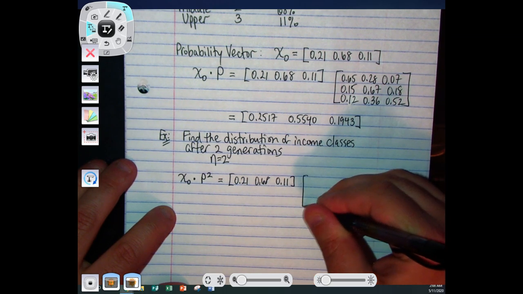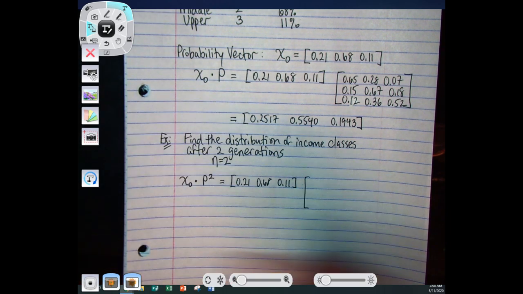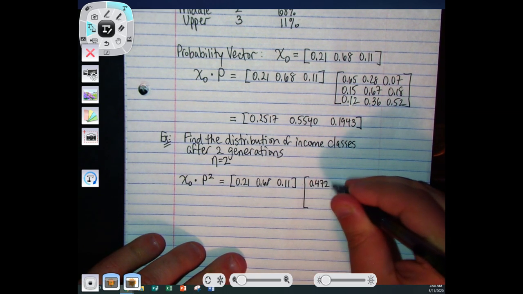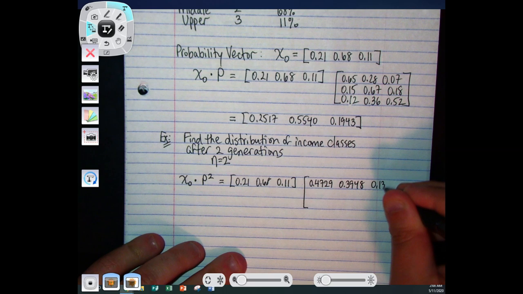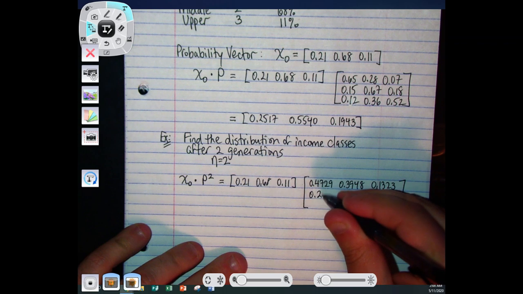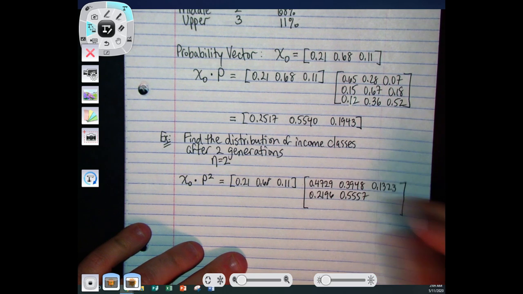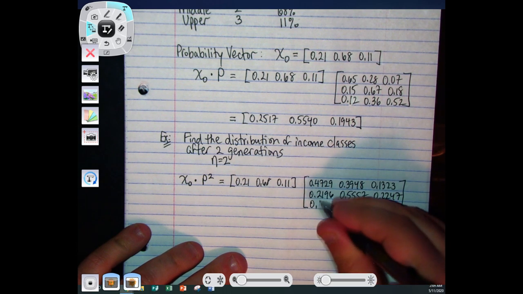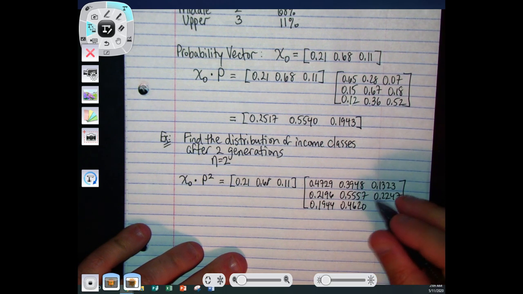This time we're going to multiply by P squared from the previous video. We calculated P squared to be 0.4729, 0.3948, and 0.1323 for row 1. Row 2 was 0.2196, 0.5557, 0.2247. Row 3 was 0.1944, 0.4620, and 0.3436.